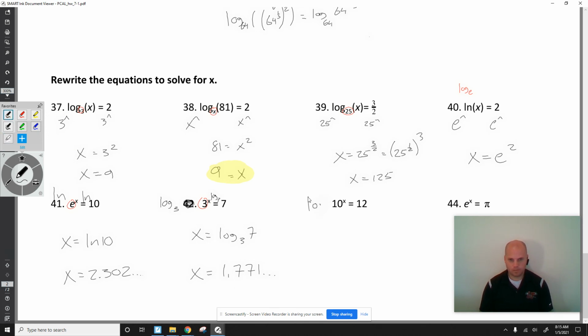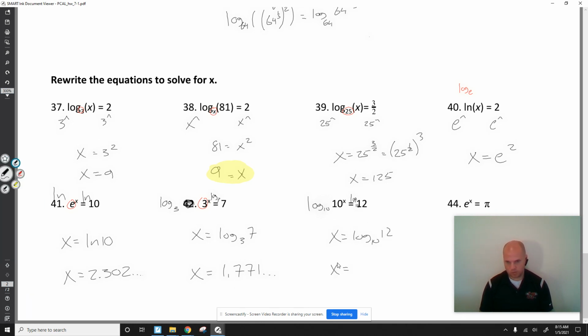That would be better. Log base 10, log base 10. Get x equals log base 10 of 12. We'll be able to type this into your calculator to get a decimal approximation. Math, log base 10 of 12. 1.079. Got that.